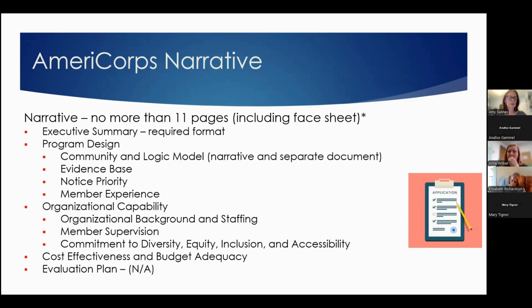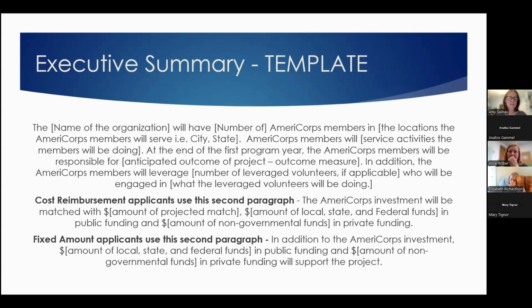Okay, so let's talk about these elements. Some are more complicated than others, and I'll try to point those out as we go on. The executive summary should be the easiest thing you do. It's a template, it's required, you just fill in the blanks. I had an organization yesterday write 3 pages of an executive summary. And I'm like, no, it's a template. You fill in the blanks. Where you see brackets, you insert your information. There's one paragraph that's standard for everybody. Your second paragraph is dependent upon what kind of budget you're submitting.